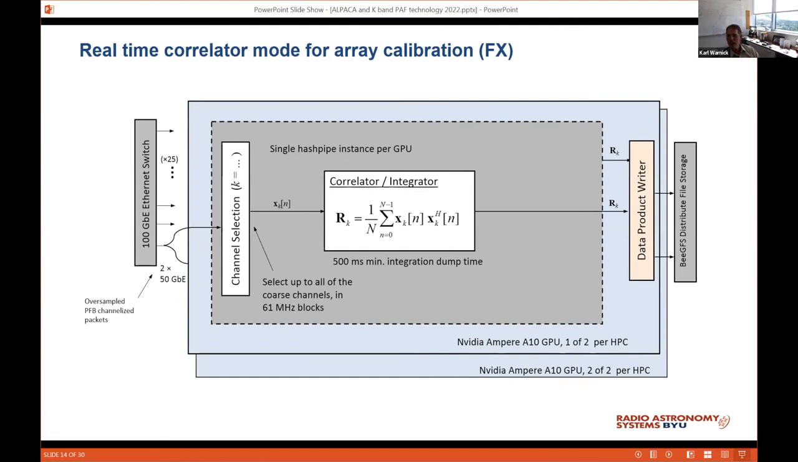Another mode, this is calibration. Instead of beamforming, we correlate. This would be with the telescope pointing at a bright calibrator source. From those correlations, we do matrix processing and get the beamformer coefficients for beams for all the pixels formed by the array.